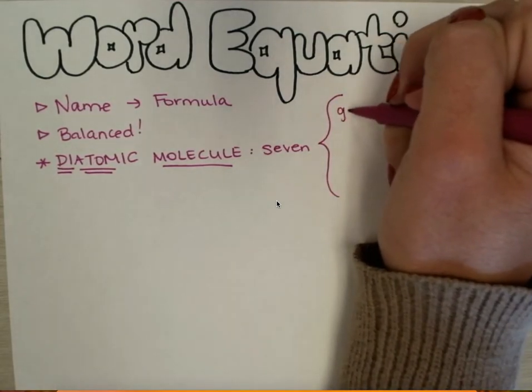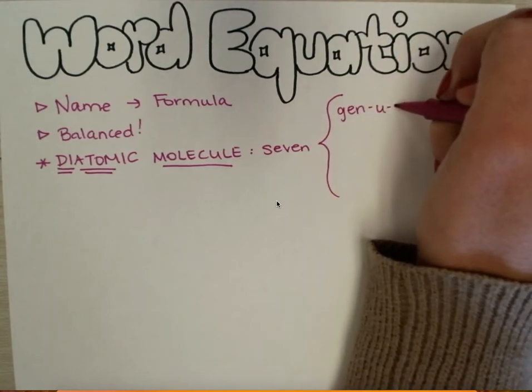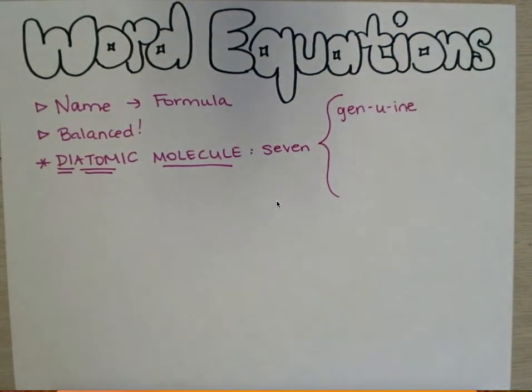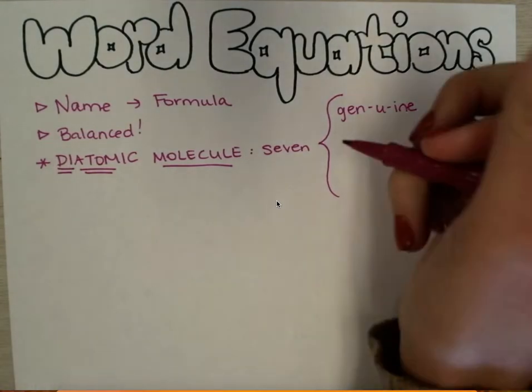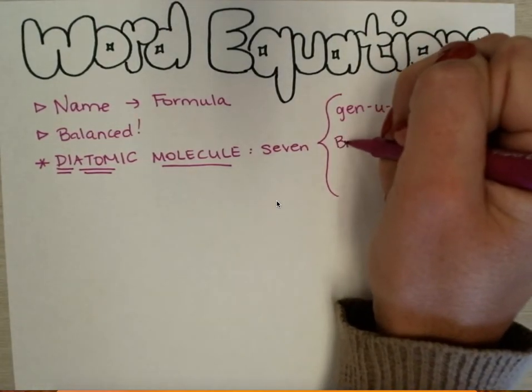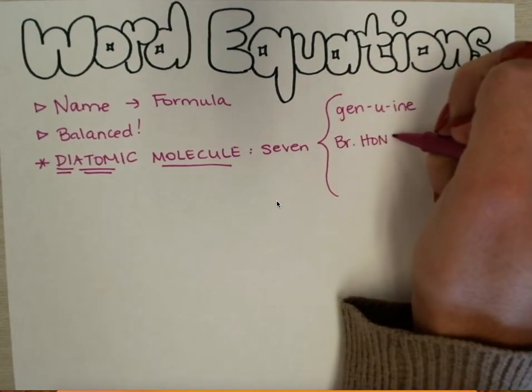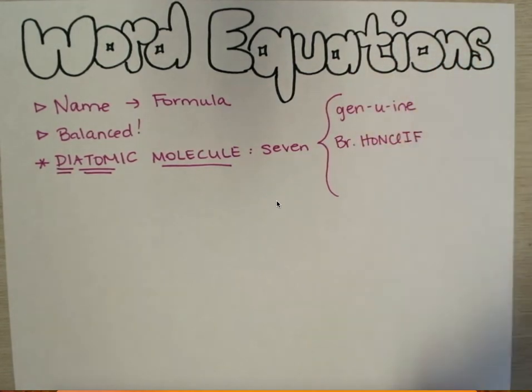I like that they are the "genuine" ones. Genuine helps us know when we read the word, if it ends in "gen" or "ine", that it's diatomic, that it's going to get 2. Miss Smalling likes Brother Honcliffe to remember our diatomic molecules.